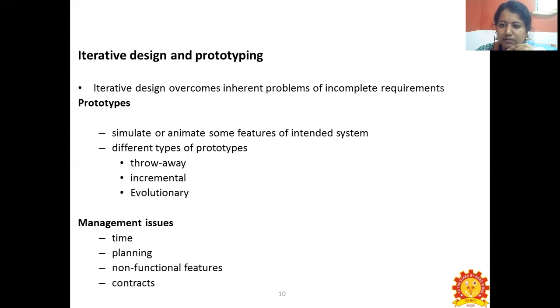Next, we are going to see the third step under HCI in the software process, which is iterative design and prototyping. Here, iterative design will overcome the inherent problems of incomplete requirements. The prototypes we use will stimulate or animate some features of the intended system. We have different types of prototypes: throwaway, incremental, and evolutionary.